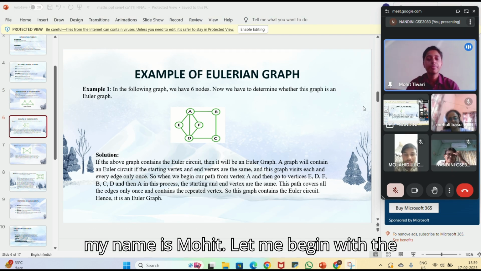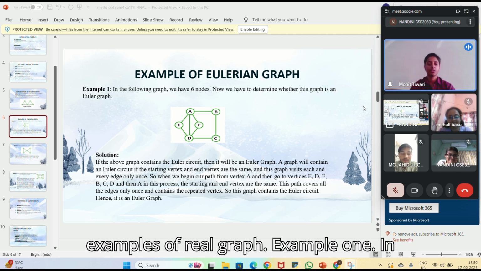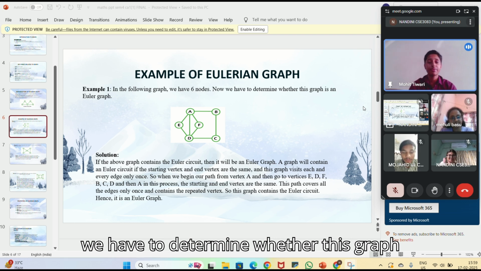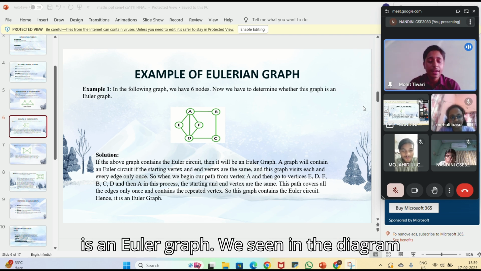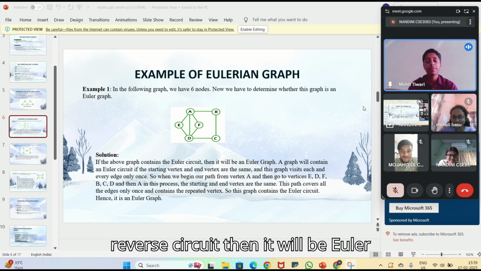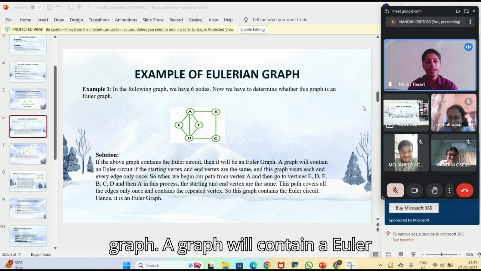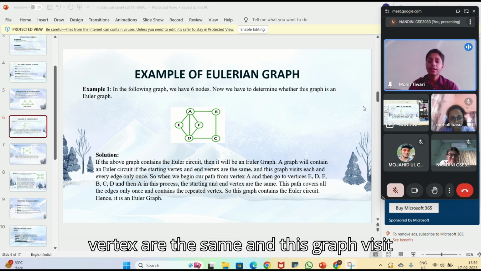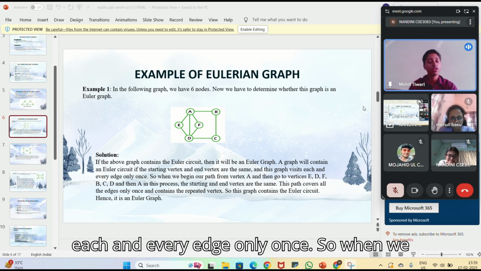Let me begin with the examples of Euler graphs. Example 1. In the following graph, we have 6 nodes. Now we have to determine whether this graph is an Euler graph. Solution: if the graph contains an Euler circuit, then it will be an Euler graph. A graph will contain an Euler circuit if the starting vertex and end vertex are the same, and the graph visits each and every edge only once.